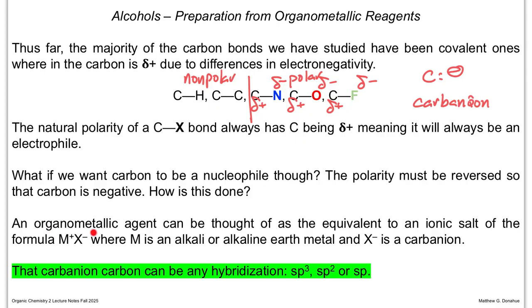The reagents are called organometallic. So organo is the carbon part, then we have the metal cation. They take this form, so M plus X minus. Think of sodium chloride, like a salt. In sodium chloride, the chlorine owns that lone pair, so it's negative. For organometallic reagents, the carbon owns the lone pair, so it's negative.